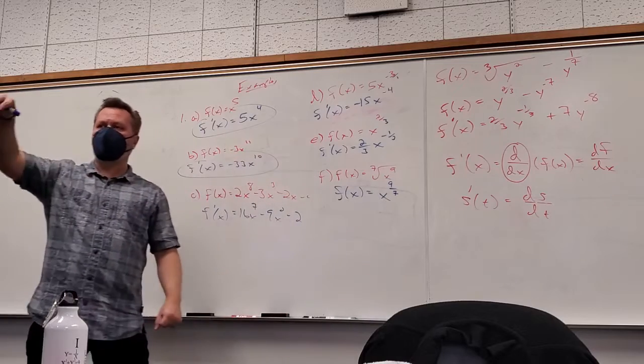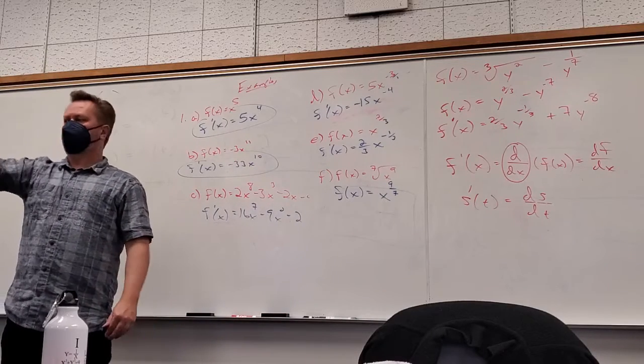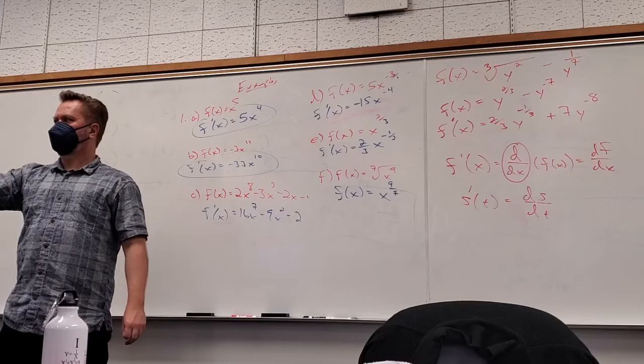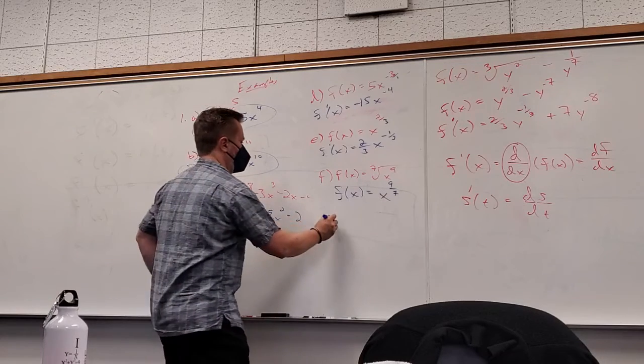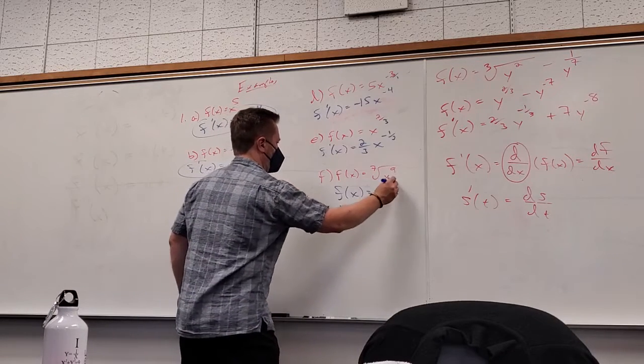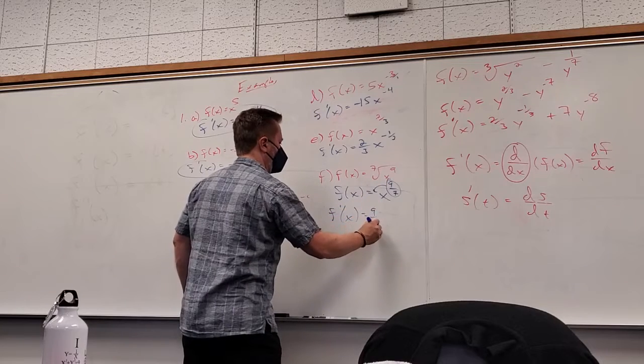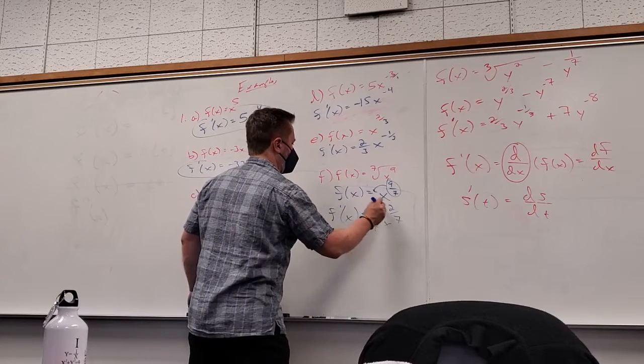Now I have it in a form for which I have a rule. What is it? 9/7 x to the power 2 over 7. So 9/7 comes down, 9 minus 7 is 2, and I put it back over 7.